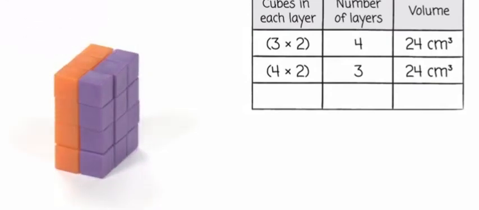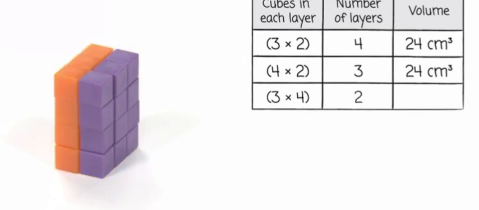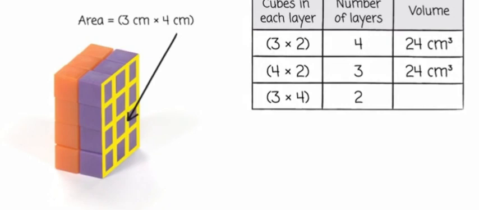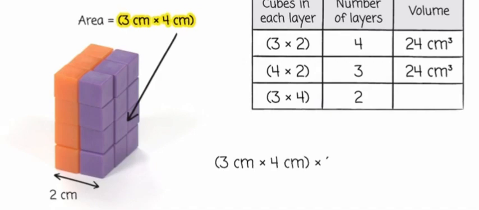Now, each layer is 3 cubes by 4 cubes, and there are 2 layers. Write a multiplication expression we can use to find the area of this face. The area of this face is 3 centimeters times 4 centimeters. That's 12 square centimeters. This time, there are 2 layers behind this face. That's the same number as the width, 2 centimeters. Multiply the area of this face by the width to find the volume of the prism.